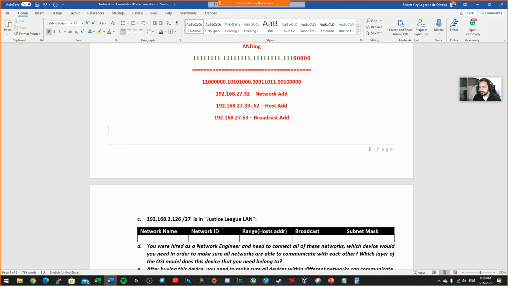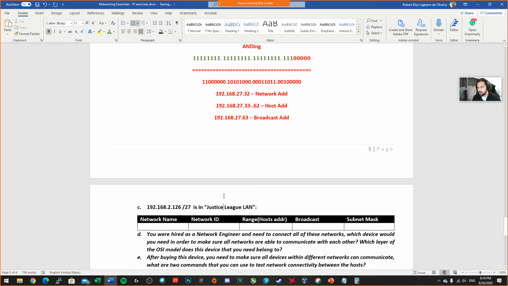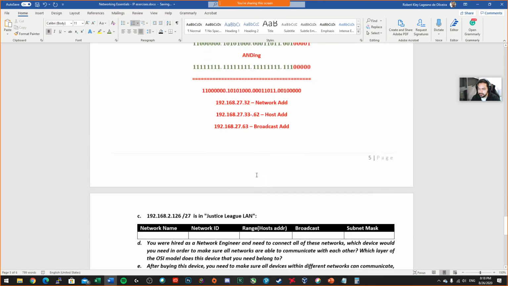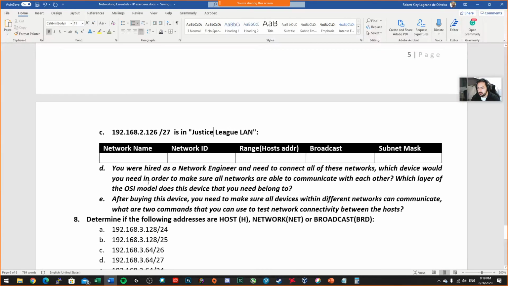You're going to do this for the Justice League LAN. You're going to do this for the Simpsons LAN. And you're going to answer this question. You are hired as a network engineer and need to connect all of these networks. Which device would you need in order to make sure all networks are able to communicate with each other? And which layer of the OSI model does this device belong to? Do you know the answer for this? If you know, type it in the chat or say it out loud so that you can show people you know this stuff.